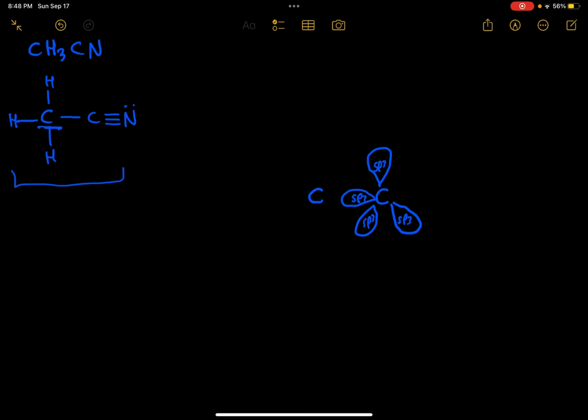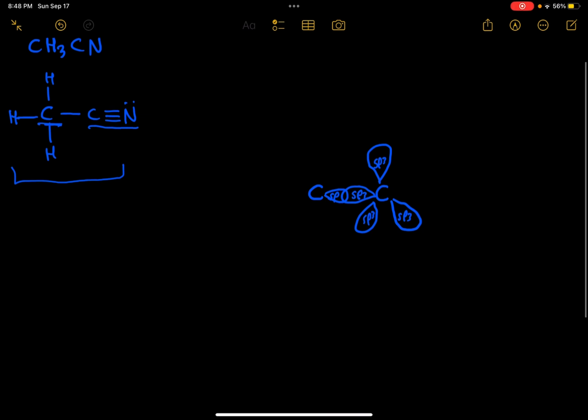And for this one, if we look at the geometry here, its geometry is linear, which means that it's gonna have an sp orbital right here, sp orbital overlapping with an sp3 from the other carbon. And let's not forget the s orbitals overlapping on the sp3, which are the hydrogens, another sp.